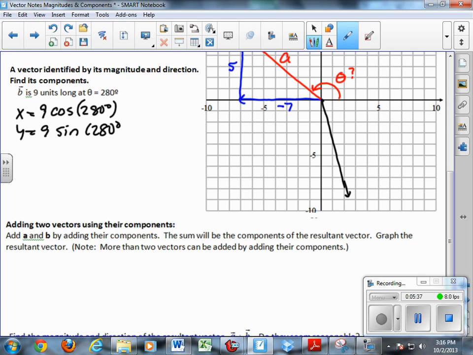And because this is quadrant 4, cosine of 280 is going to be a positive number, and sine of 280 in quadrant 4 is going to be a negative number. That gives me a positive x and a negative y component, which is what I would expect to get. So let me do those both on the calculator.